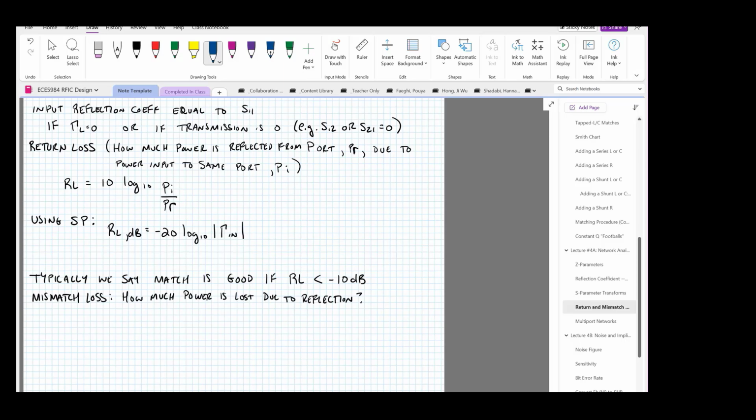We can write return loss as a function of the reflection coefficient. It's just minus 20 log 10 of gamma n. And we can do this at the input or the output.